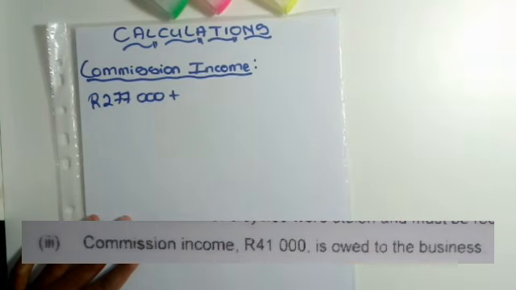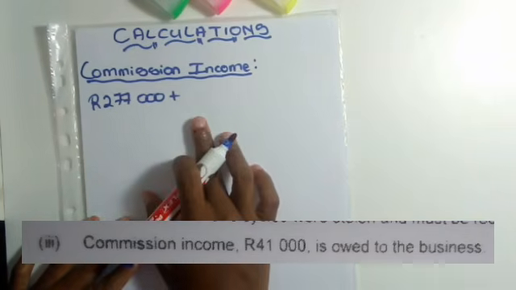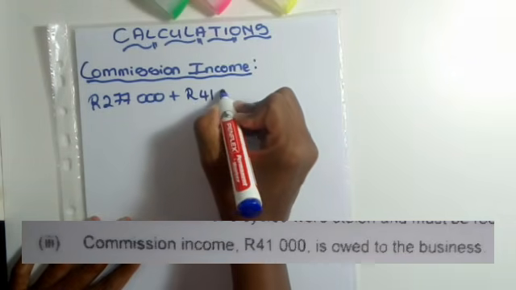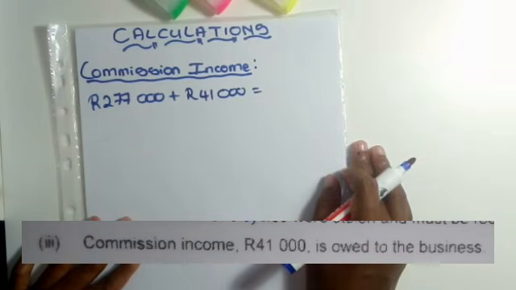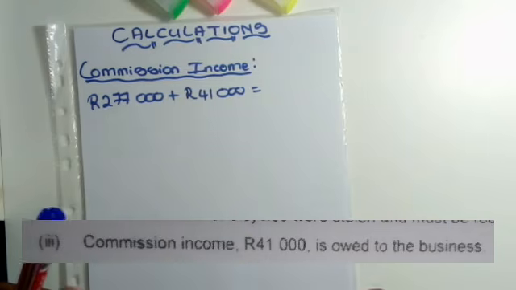So the adjustment in information B, which is Roman figure 3, says commission income 41,000 is owed to the business, meaning that this is an accrued income. It is still coming, so we need to add it. We are going to add 41,000 because we are expecting it to come, and then that will give us our final answer that we transfer into our statement of comprehensive income.